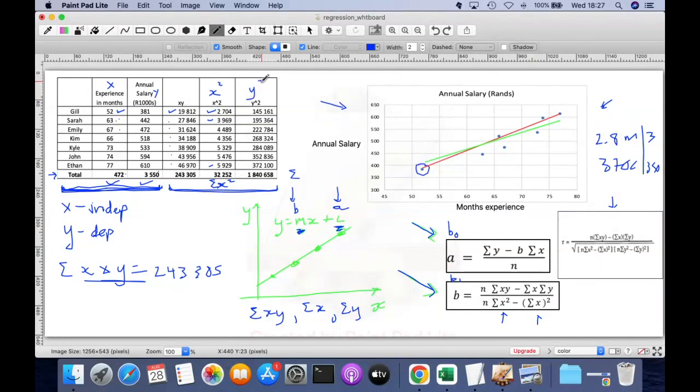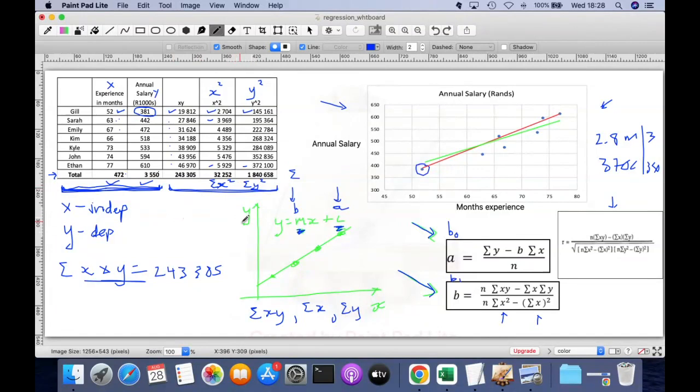So this is your y squared. You do it exactly like how you did the column before, except you take your y values and raise them to the power 2. So it's going to be 381, your first y value, raised to the power 2, and you'll get 145,161. You do that for all of them, and then at the bottom you total it, and this will be your sum y to the power 2. That's how you get your totals.